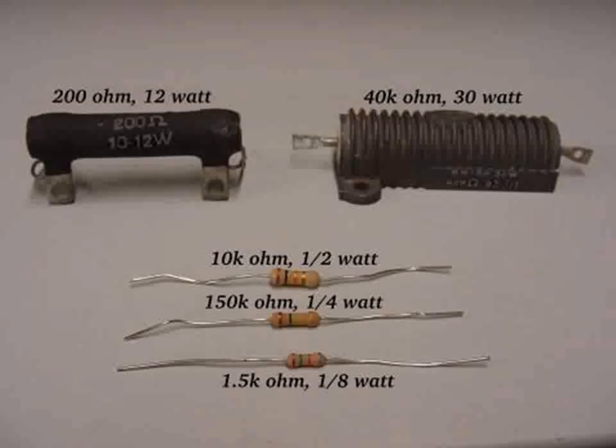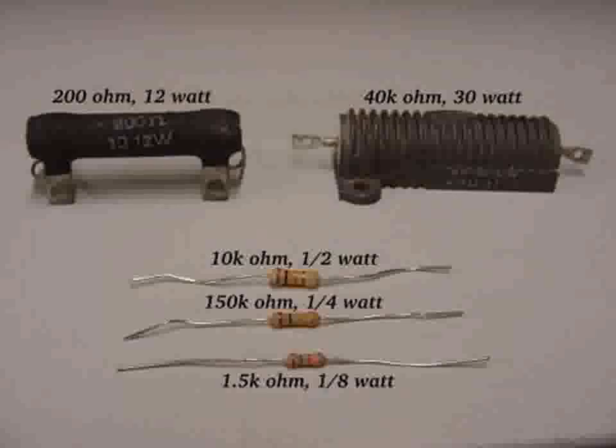What types of resistances are available in the market? Figure 1 shows a 200 ohm resistance and its power is 12 watt, meaning we can use this for a 12 watt circuit only. If you use a higher power than this, it will burn. There are two terminals on it, and these terminals are given for the connection.